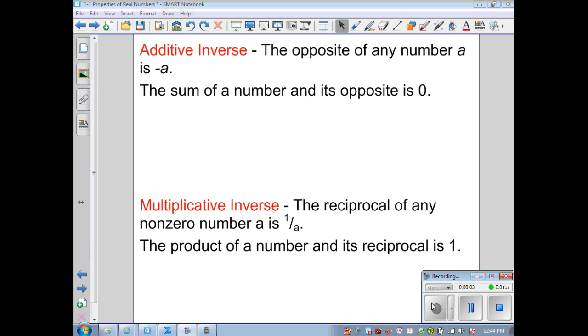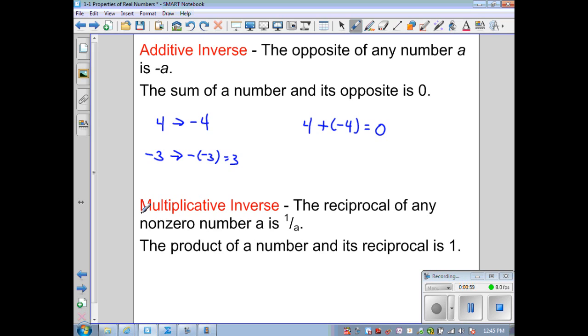Our first definition on this slide is the additive inverse. The opposite of any number a is -a. If my number is 4 and I want its opposite, I would just make that -4. If my number is -3 and I want its opposite, that would be -(-3), which we know simplifies to just 3. Also, the sum of a number and its opposite is 0. Therefore, 4 plus -4 is 0.